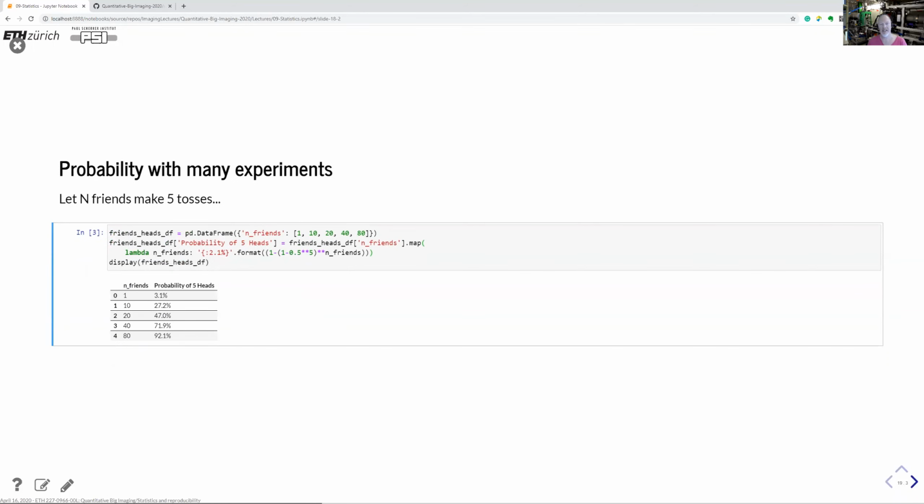And let's do a different experiment. Now we have many friends, and we let each friend make 5 tosses, and let's see what happens. Will we get 5 heads from someone? If we only have 1 friend, well, the probability is still 3.1%. But if you let 10 friends toss the coin, then all of a sudden the probability is increasing. And when you have 80 friends that do the same experiment, the probability that someone gets 5 heads in a row is 92.1%. So in principle, if we have sufficiently many people to do something, it will happen.